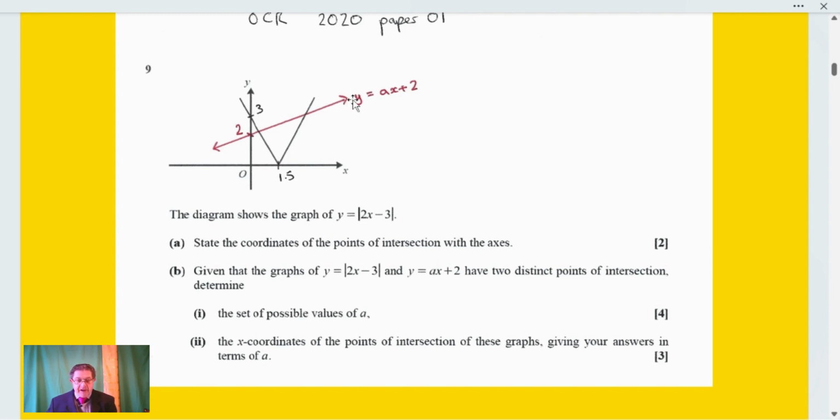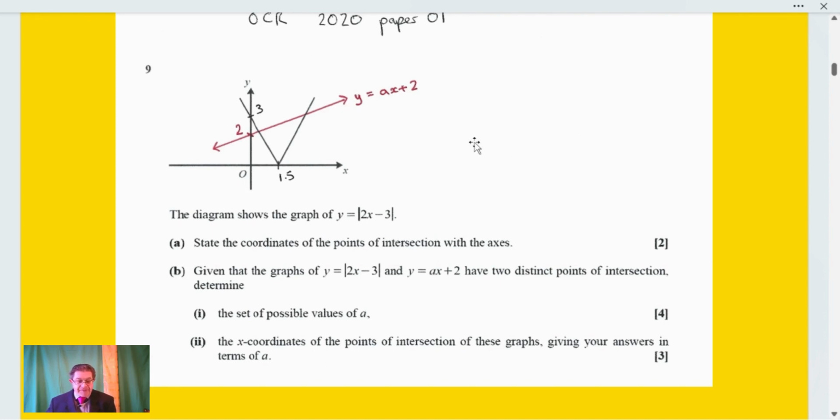So I've drawn in red the line y equals ax plus 2. The y-intercept is 2, the gradient varies, that's a, that's a parameter. For some a values it will not intersect the V-shaped modulus graph. For one particular a value it will touch the vertex, and for other values it will cut in 2 places as it does here. The question says, find the a values where there are 2 distinct points of intersection.